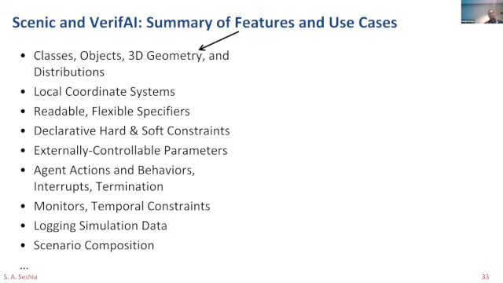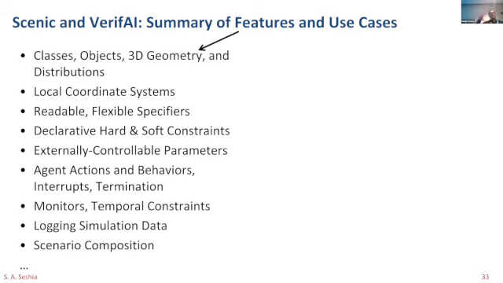Local coordinate systems, so you can specify the position of one object relative to another one. You have the notion of specifiers, you can add declarative constraints. You can have externally controllable parameters. I think Daniel mentioned this, but maybe we didn't highlight it enough.